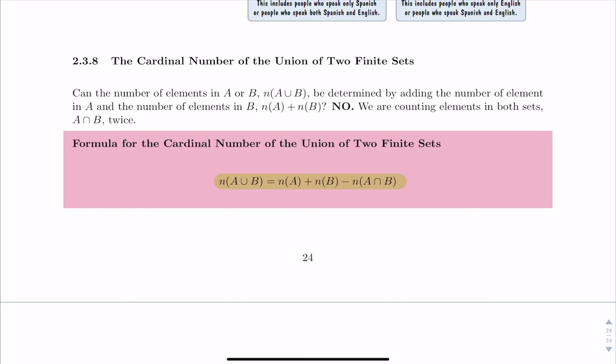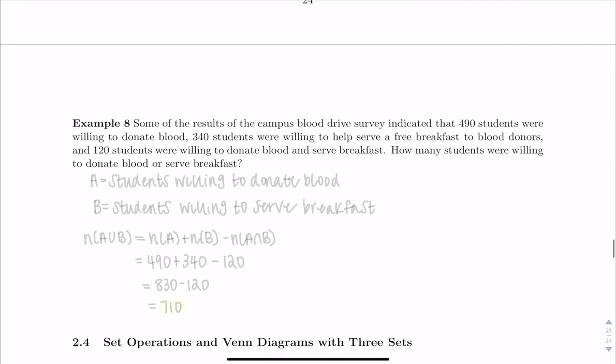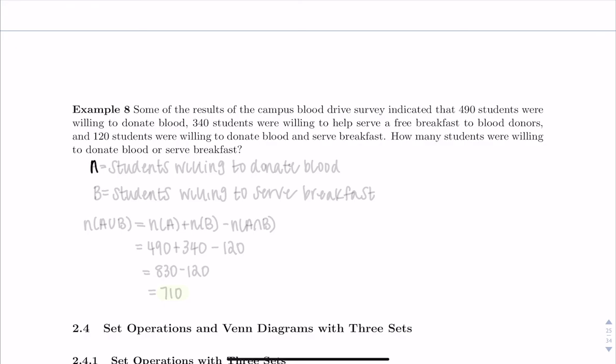So some of the results of the Campus Blood Drive survey indicated that 490 students were willing to donate blood. 340 students were willing to help serve a free breakfast to blood donors, and 120 were willing to donate blood and serve breakfast. How many students were willing to donate blood or serve breakfast? So we're going to let A be the set of students willing to donate blood. And we'll let B be the students willing to serve breakfast.